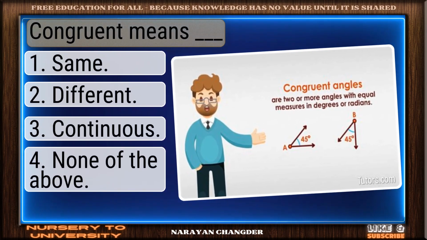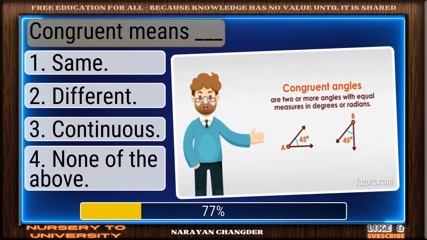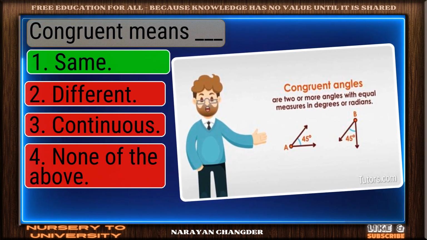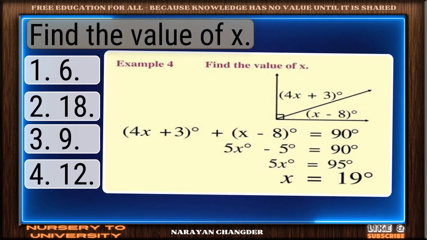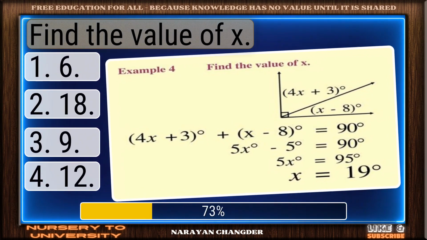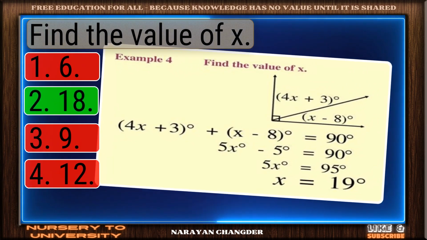Question number 297. Congruent means dash? Correct. Same is the right answer. Question number 298. Find the value of x. Great thinking. 18 is the right choice.